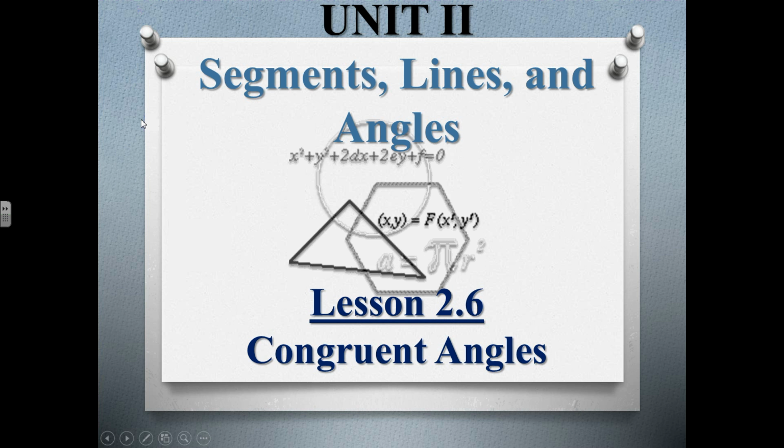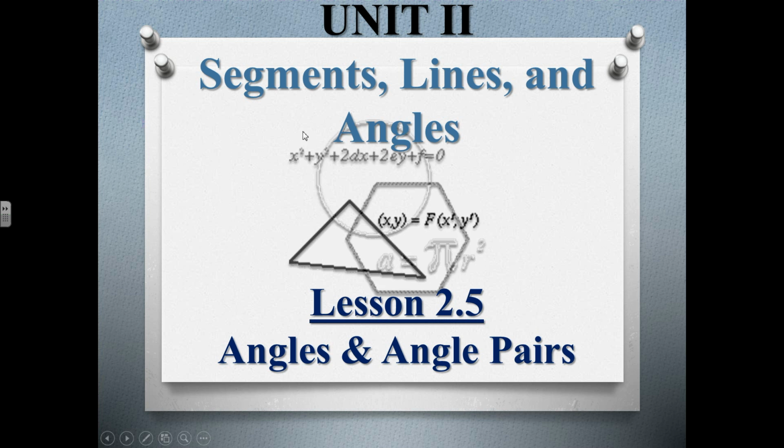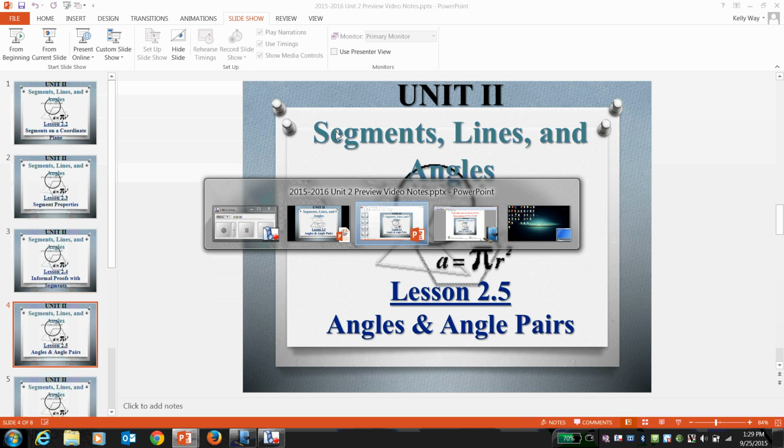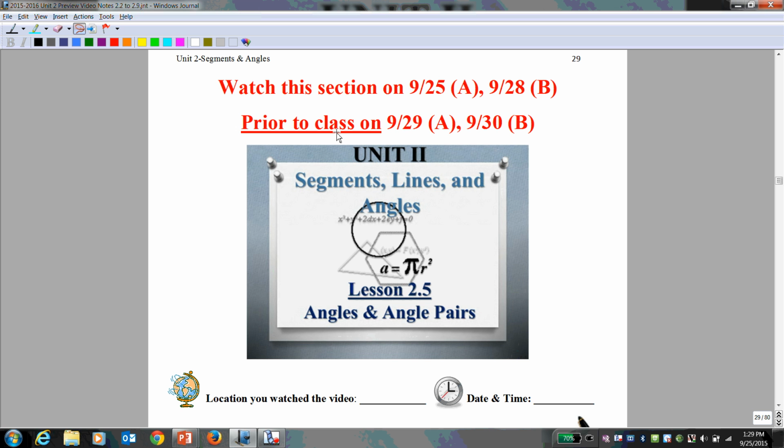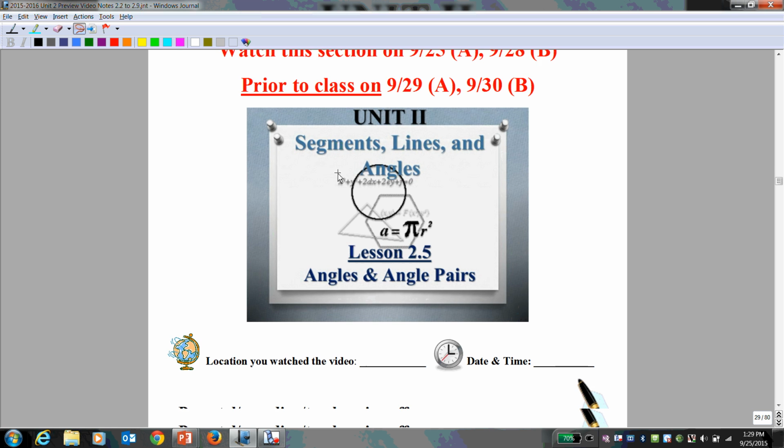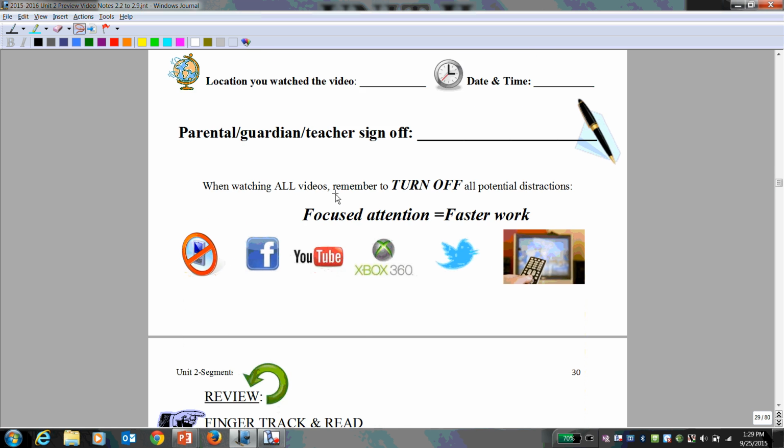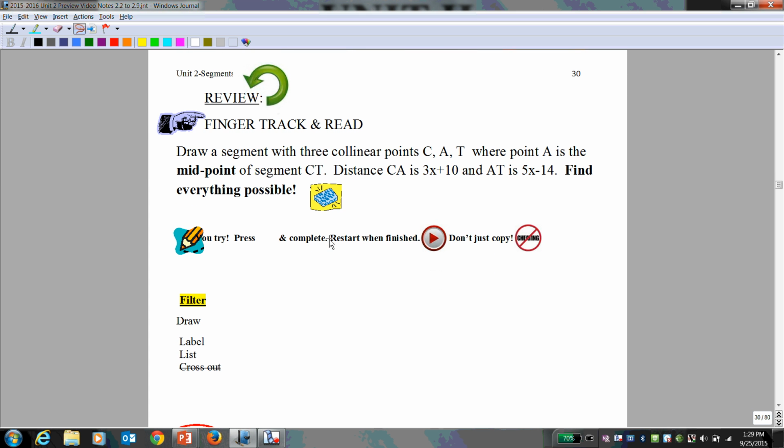This is Unit 2, Segment Lines and Angles, Lesson 2.5, Angles and Angle Pairs. You're taking a look at this page. Make sure you get a date, time, and location. This page, I want you to finger track and read it aloud, please, and attempt to complete. Your job is to find everything possible. Pause, and then restart.